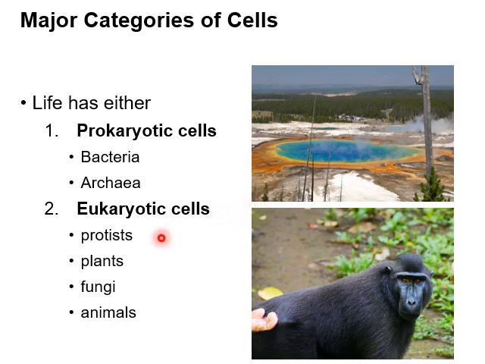So things like protists, which we'll talk more about in a future lab, all of the plants, all of the fungi, the mushrooms and whatnot, and all of the animals such as us and such as this black macaque, all of these things have eukaryotic cells. So let's talk about the difference between prokaryotic and eukaryotic cells.